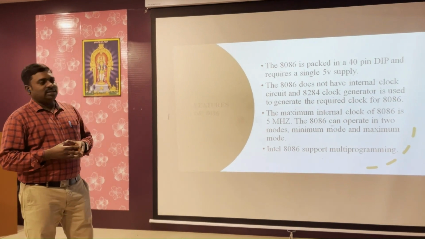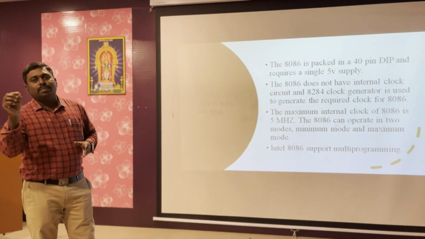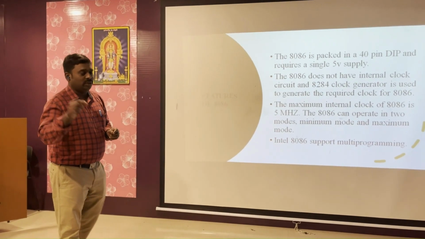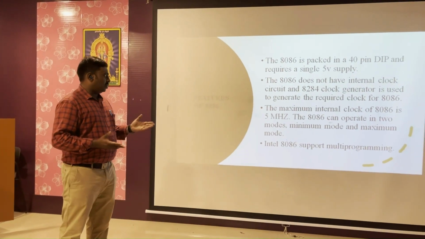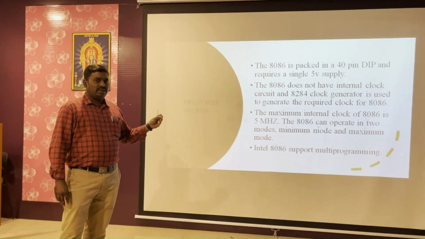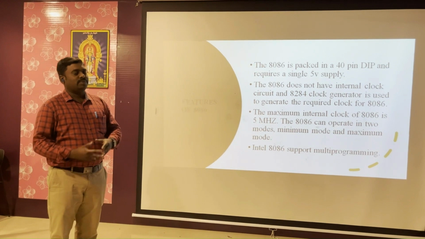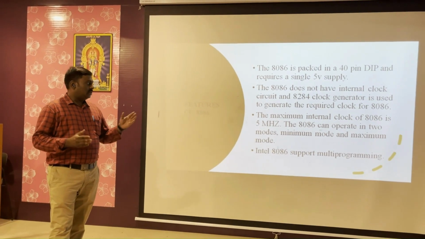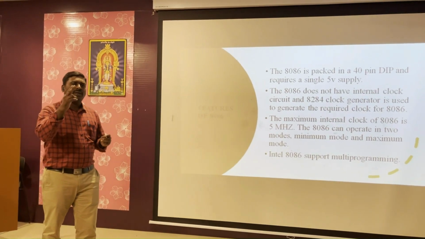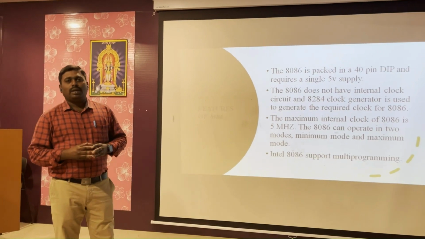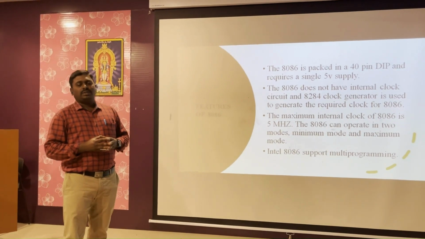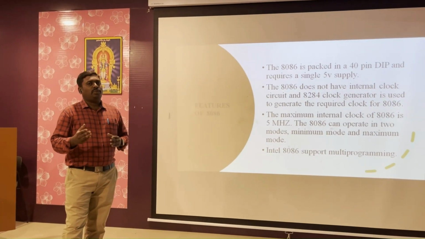The 8086 has a 40-pin dual in-line package, that is DIP, and it requires a power supply of 5 volt. It does not have an internal clock circuit, and the 8284 clock generator is used to generate the required clock for the 8086 microprocessor. The maximum clock of 8086 is 5 MHz. It can operate in 2 modes, minimum mode and maximum mode.